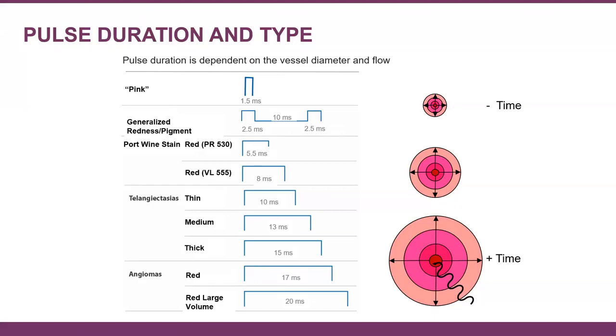And then as we move through the other vascular conditions, so telangiectasia, depending on the size of them, we're going anywhere from 10 up to 15 milliseconds. Angiomas that tend to be a little bit bigger or have a bigger volume of blood within them, we can use 17 or even 20 milliseconds. So you can see, depending on what it is we're treating, we're altering the pulse duration, so the length of time we're delivering the energy to suit the size of the target we're delivering it to.